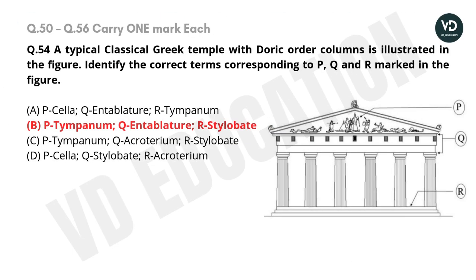Question number 54. A typical classical Greek temple with a Doric order column is illustrated in the figure. Identify the correct terms corresponding to P, Q and R marked in the figure. Options they have provided and the correct option is B. In this type of question, you need to recognize the nomenclature of the building elements from the history of architecture.